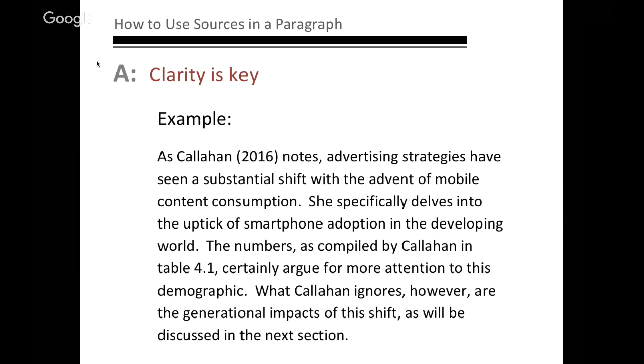As Callahan 2016 notes, advertising strategies have seen a substantial shift with the advent of mobile content consumption. She specifically delves into the uptick of smartphone adoption in the developing world. The numbers, as compiled by Callahan in Table 4.1, certainly argue for more attention to this demographic. What Callahan ignores, however, are the generational impacts of this shift, as will be discussed in the next section. To the reader, it should be evident what ideas are coming from the source and what ideas are your response, whether that be agreement or critique of the source.